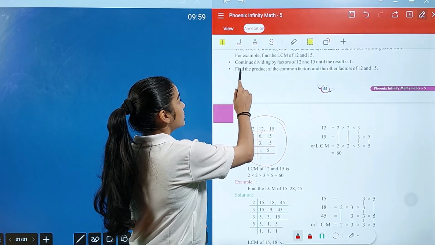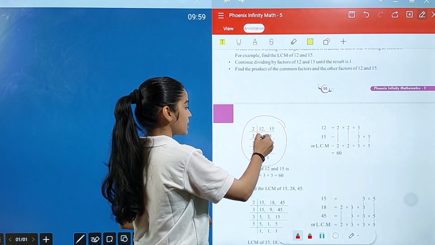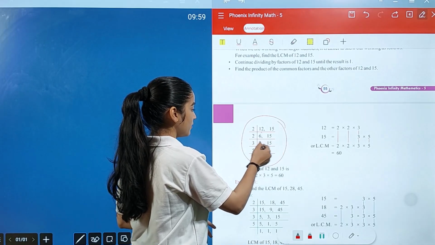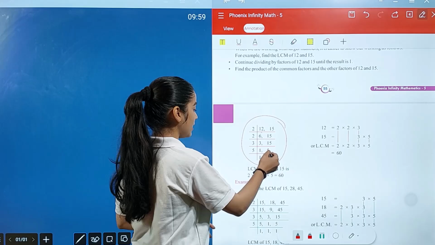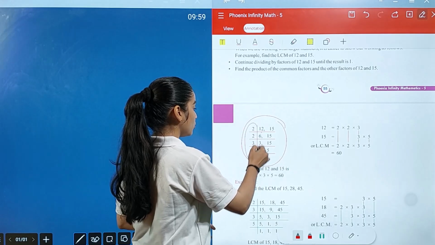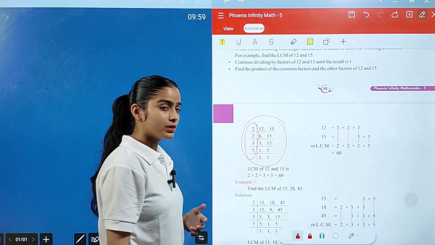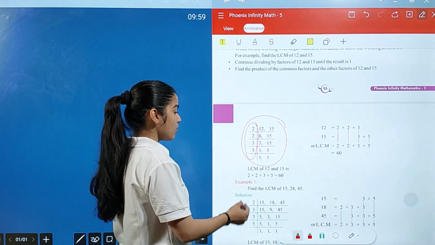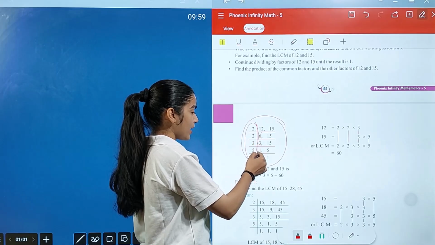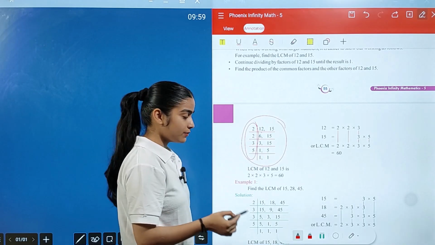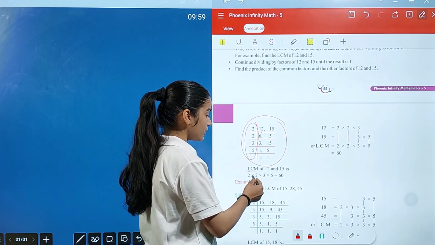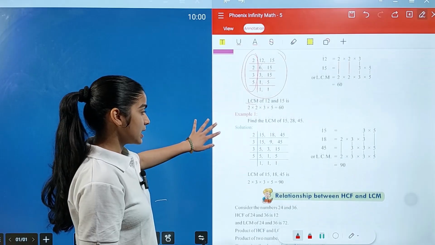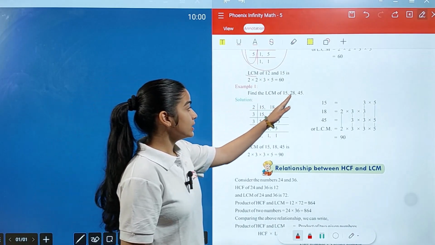Then 2, 6, 3; 15 is not coming, so as it is we have to write 3, 1, 15 for 5, and 5, 1 and 1. So 2, 2, 3 and 5 are the LCM factors of 12 and 15. For getting the LCM, we have to multiply these numbers together and you will get your answer, which is 60. Now the same process for 15, 18, 45.